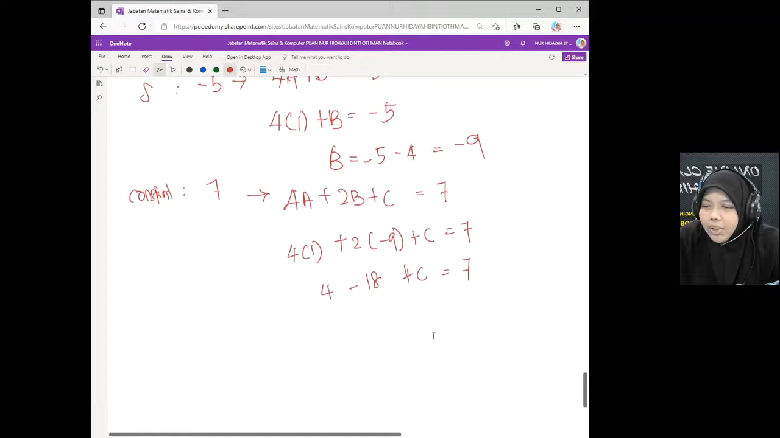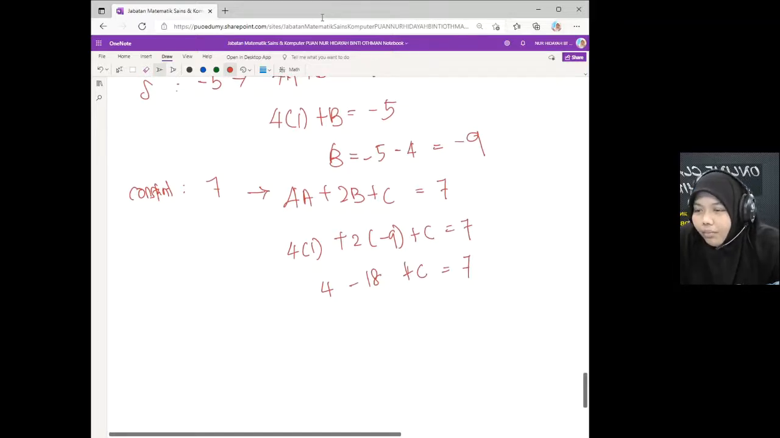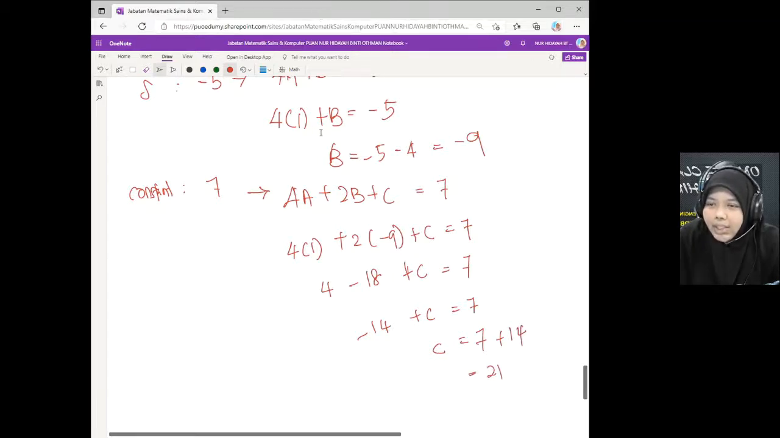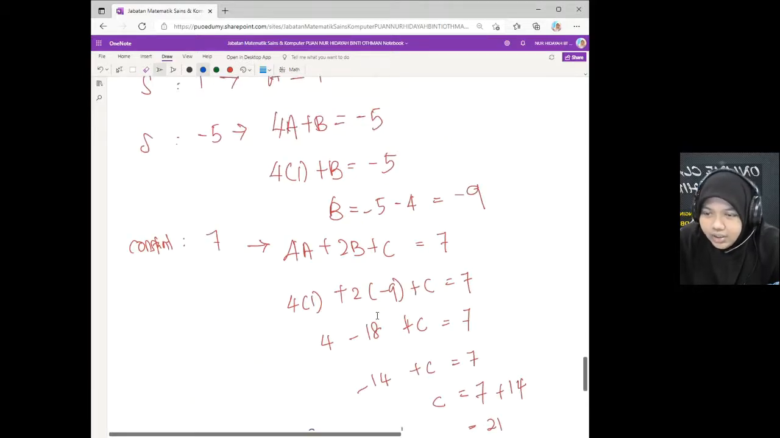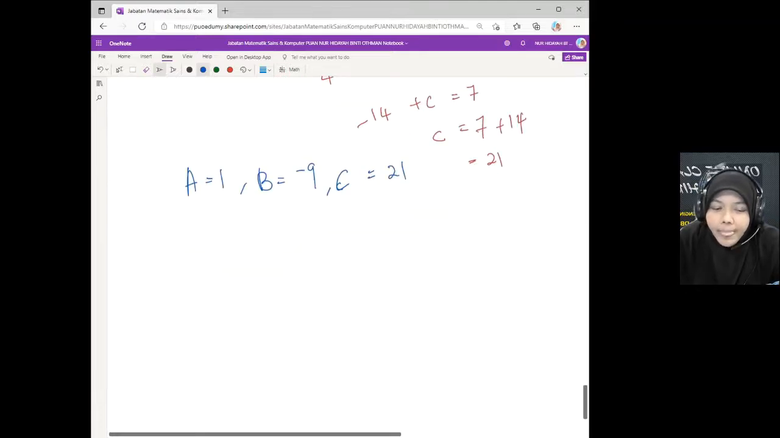Okay, boleh nampak ni? Boleh nampak. So ni negatif 14 lah, plus c equals to 7. So therefore c adalah 7 plus 14 equals to 21. So kat sini kita dah dapat 3 nilai, iaitu a sama dengan 1, b sama dengan negatif 9, c sama dengan 21. Since we have these three values of a, b, c, kita akan rewrite back our equation.